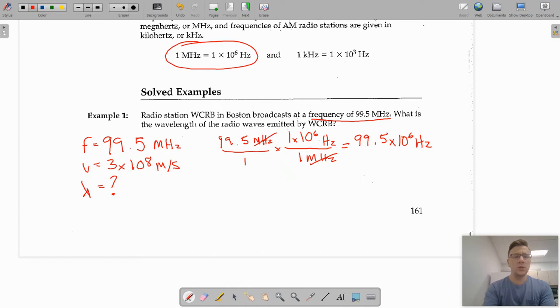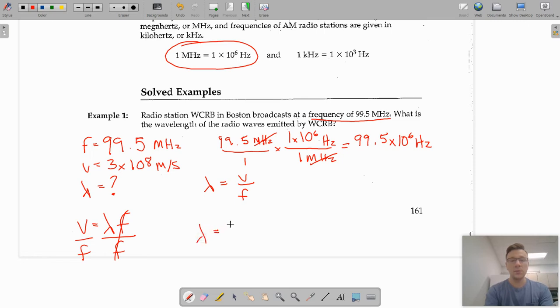Now we can use our equation. Remember the original equation, wave speed is equal to wavelength times frequency. We're going to rearrange this for wavelength, so we divide by frequency on each side. These will cancel out, and we're left with wavelength equal to wave speed divided by frequency. We know our wave speed is 3 times 10 to the 8 meters per second, divided by 99.5 times 10 to the 6 hertz.